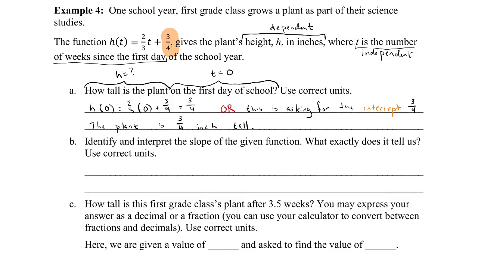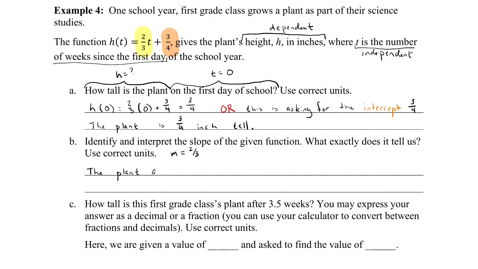Next, identify the slope, it says. So the slope is the number that's multiplied by the input. In this function, we have the slope m is 2/3. The slope represents the rate of change. So the plant's height is increasing because the slope is positive. When a plant's height increases, we'd say that the plant is growing.